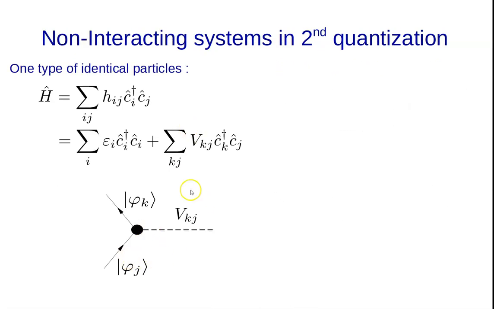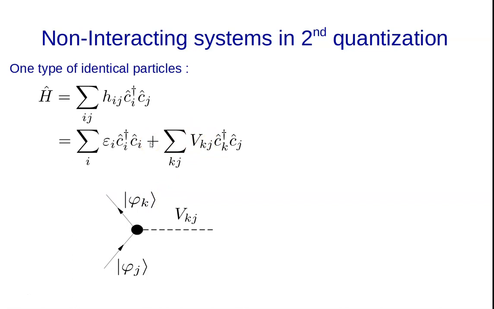You have this diagram, right? So these particles are interacting. This is a one-body potential, so you come in with a particle in state j, destroy that particle in state j and create another in state k, and this is essentially mediated by this term V kj.